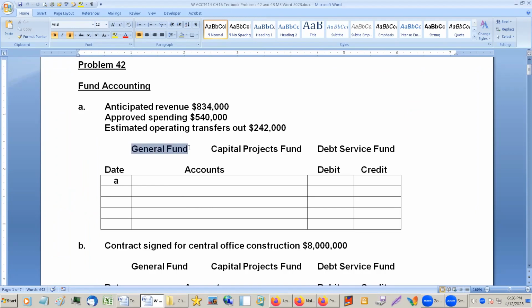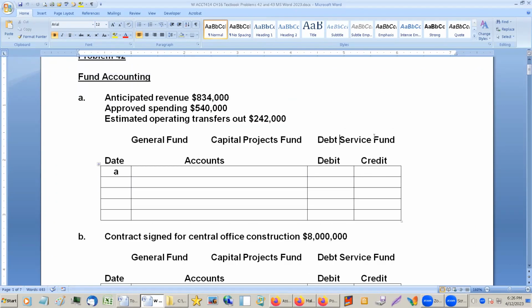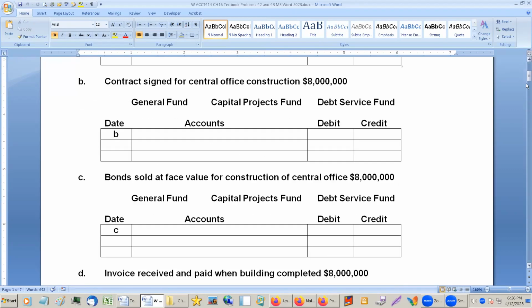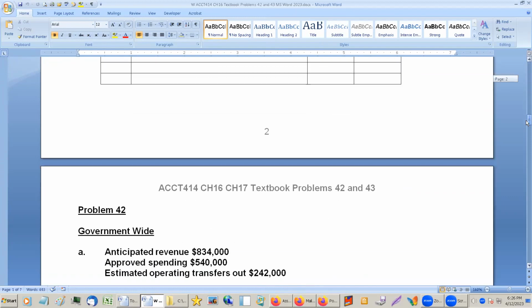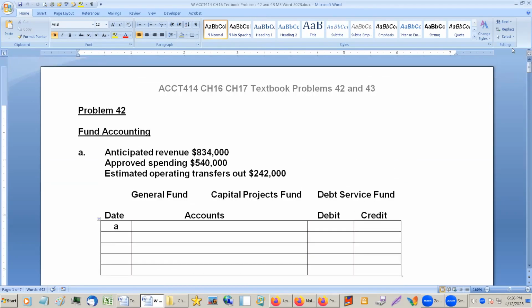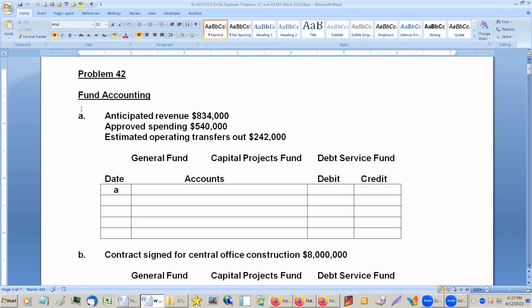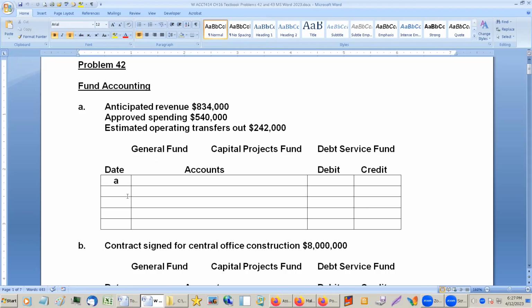Okay, on this one, I set it up so that we can just highlight whatever fund we're going to use for this. This is problem 42. I altered it a little bit. I actually knocked off a couple of them. But anyway, we're going to start out with fund accounting like we just did. And remember, fund accounting is fun. So that's how we remember this one. Because it's wacky.